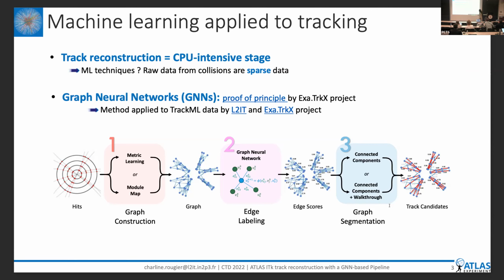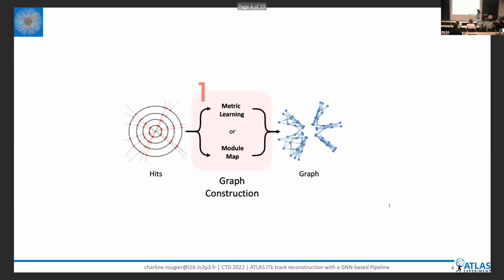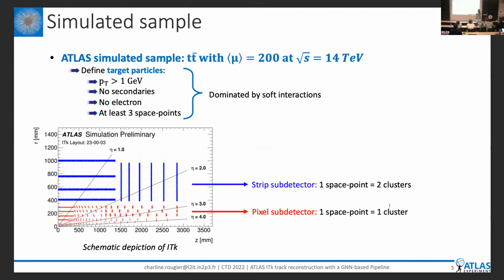So here is the pipeline that I'm going to explain in more detail. The first step of it is to construct the graph. To construct the graph, the first thing that we need is data and also to define what we want to reconstruct. So we are going to use a ttbar sample with a pileup of 200, and we are going to define what we call our target particles. We applied a pT cut of 1 GeV. We don't want to reconstruct the secondaries and the electrons for now. And we are asking for at least 3 space points, not clusters. We are looking at space points.